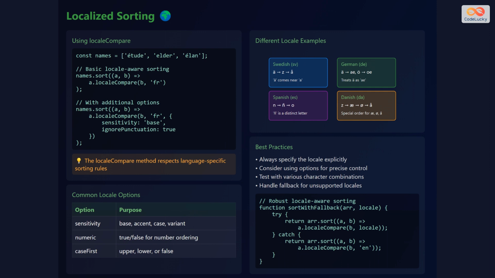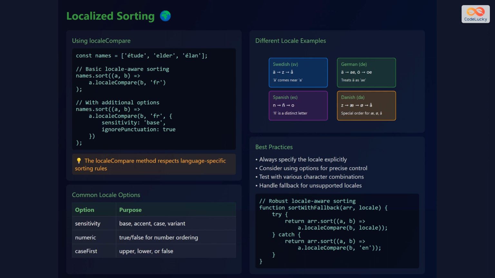Here are some examples of sorting using different locales. The Swedish locale treats the character a with a diacritic near a, and sorts before with a diacritic and then a with a ring. The German locale treats a with a diacritic like e, and o with a diacritic like o. In the Spanish locale, the n with a tilde is considered a distinct letter. The Danish locale has a special order for the character z, then a with a diacritic, then o with a diacritic, and then finally the letter a with a ring.